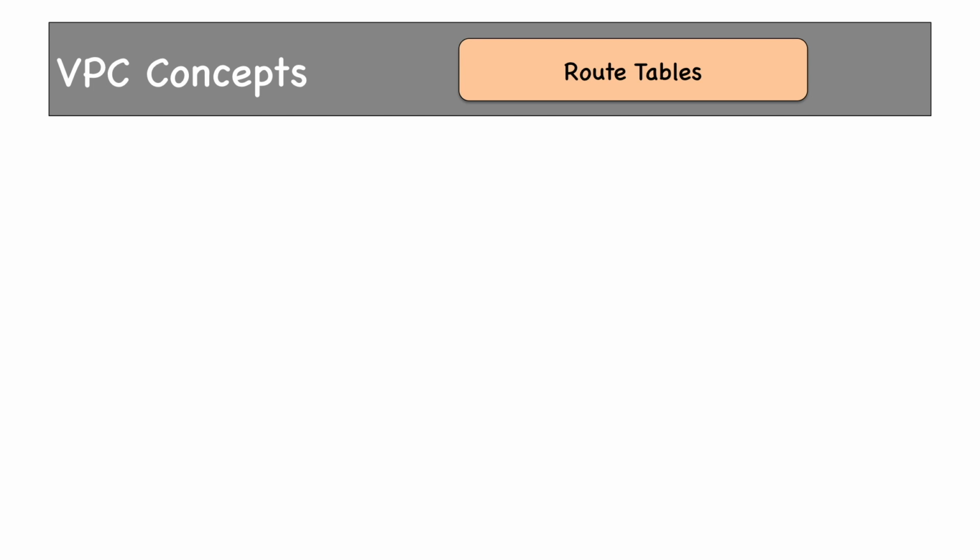Route tables. Route tables give direction to network traffic. Suppose a message wants to go from machine A to machine B over the internet. Route tables specify the best way to achieve this task. Let me try to make an analogy with a real life example.